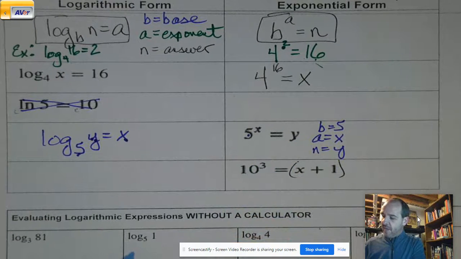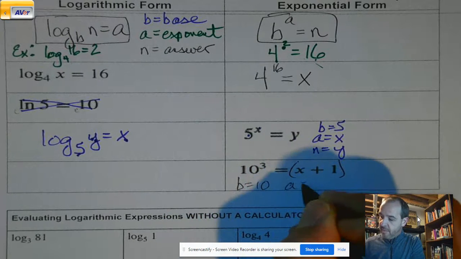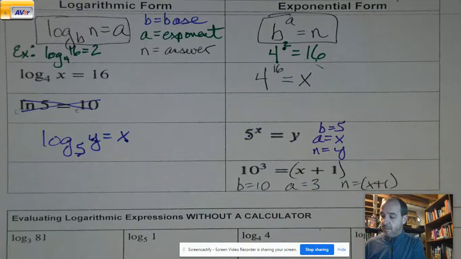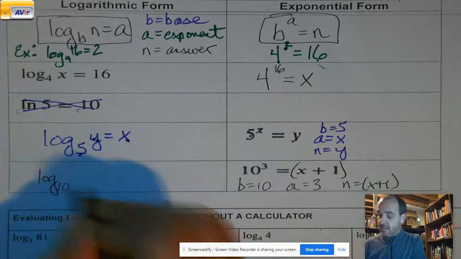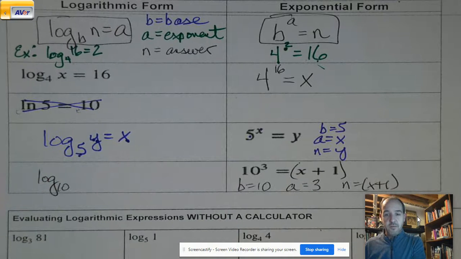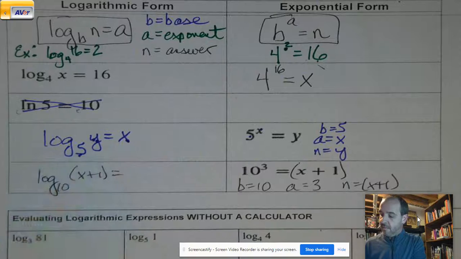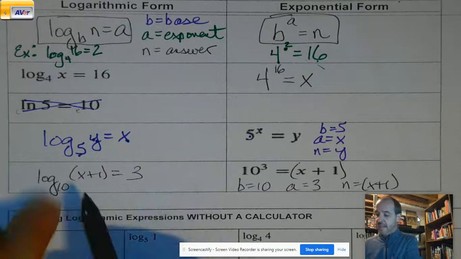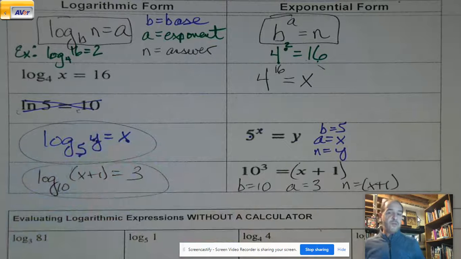So that's how we're going to kind of invert back and forth here. So here you're like, oh, how's that work? Again, my B would be 10, my A would be 3, and my N would be X plus 1. So log base, okay. Now what would be next? Base, exponent, answer. 10 to the third equals X plus 1. Okay. That's what I want you to lock in on right now.